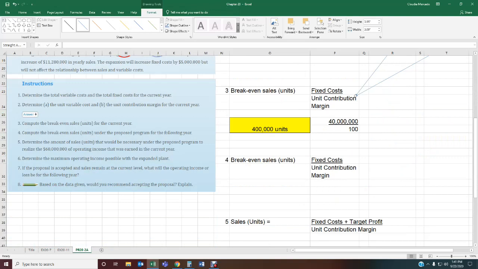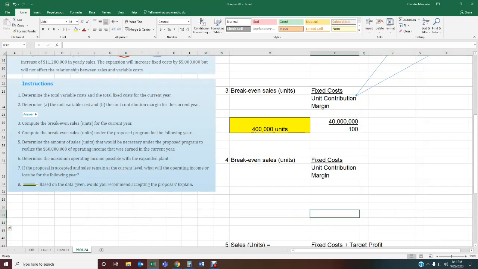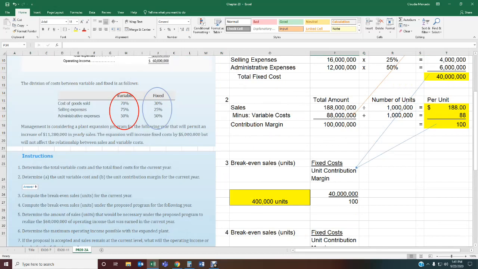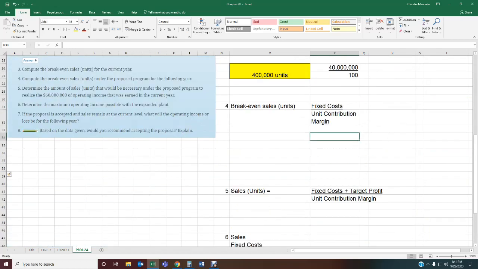So number 4, compute the break-even sales units under the proposed program. For number 4, my fixed cost, we calculated fixed cost of $40 million right here. Fixed cost 40 million.